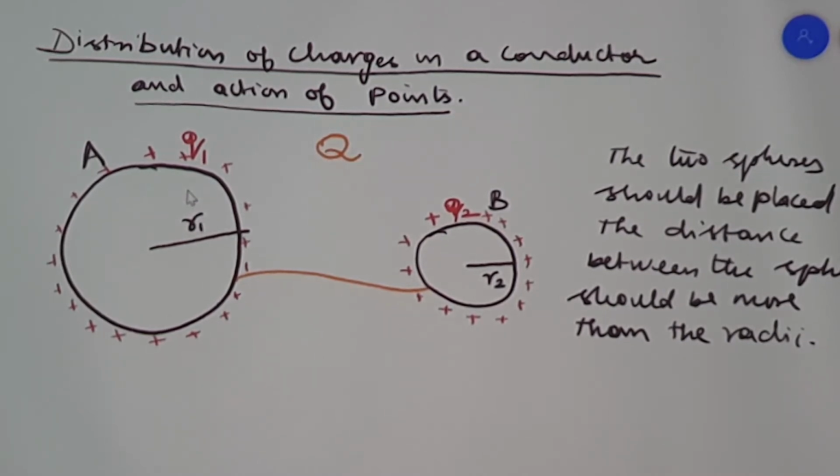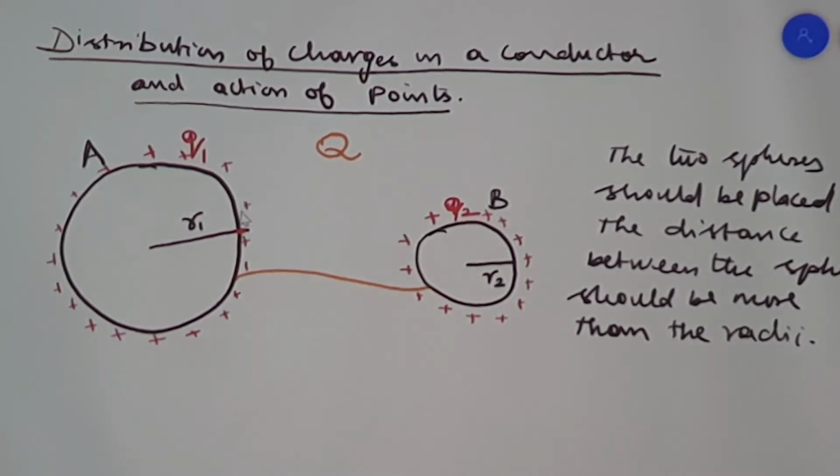Now, when you consider the electrostatic potential, the electrostatic potential on the surface of sphere A and the electrostatic potential on sphere B are equal. Why? Since both the spheres are connected with a thin wire.